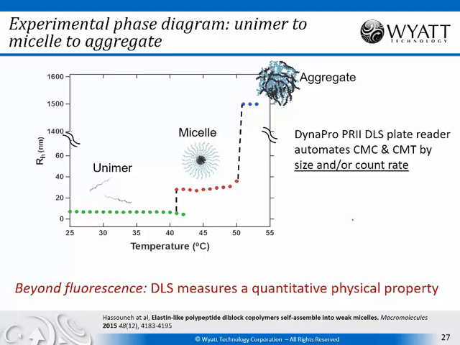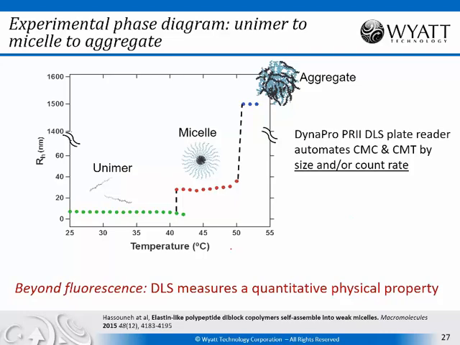The problem with that is that fluorescence is not a direct quantitative physical property of the molecule. It tells you that something is going on when it changes, and you can assume that change in fluorescence does correspond to, say, micelle formation or dissociation. But when you do it with dynamic light scattering, it actually tells you directly that the size is changing, and that size corresponds to the formation of micelle.